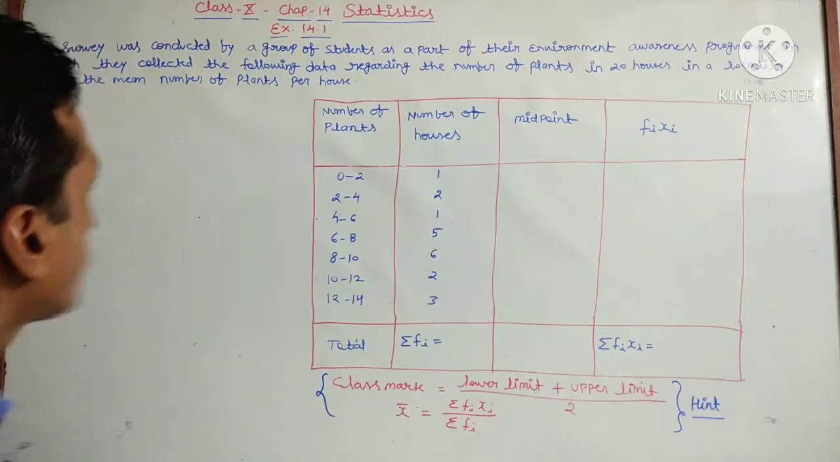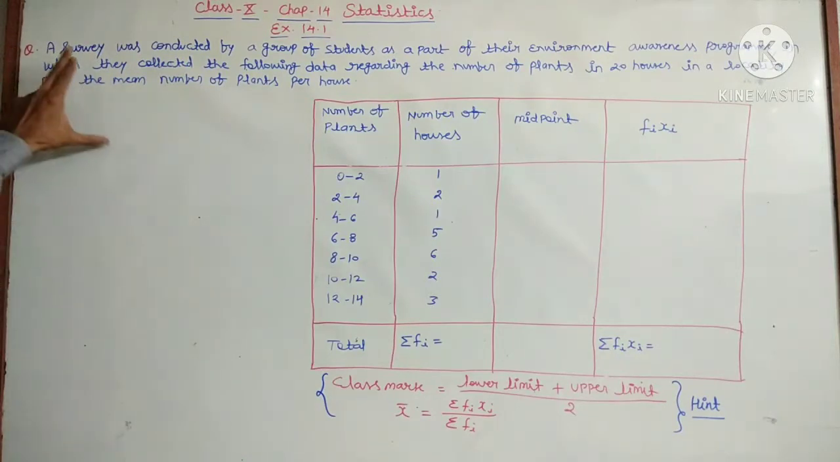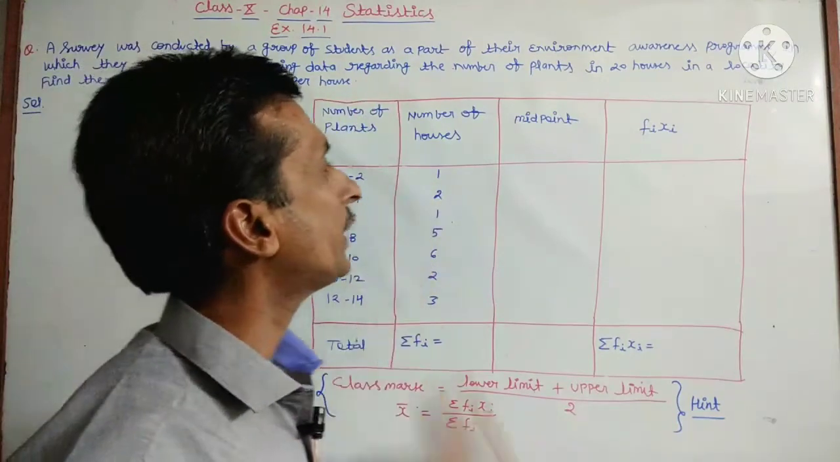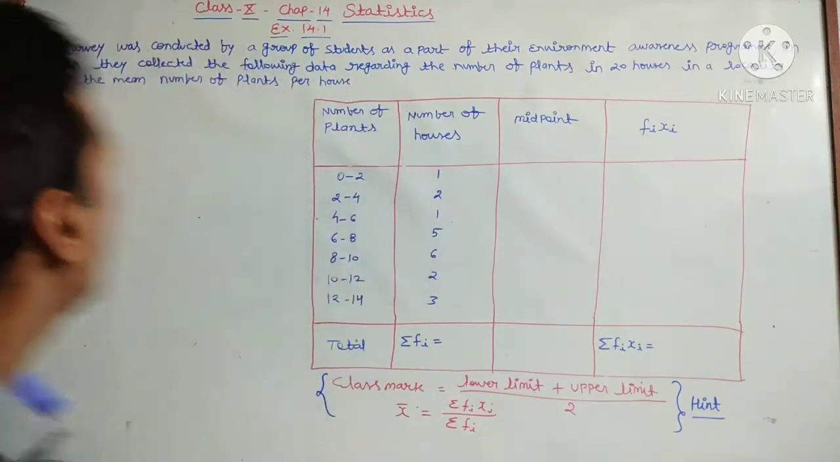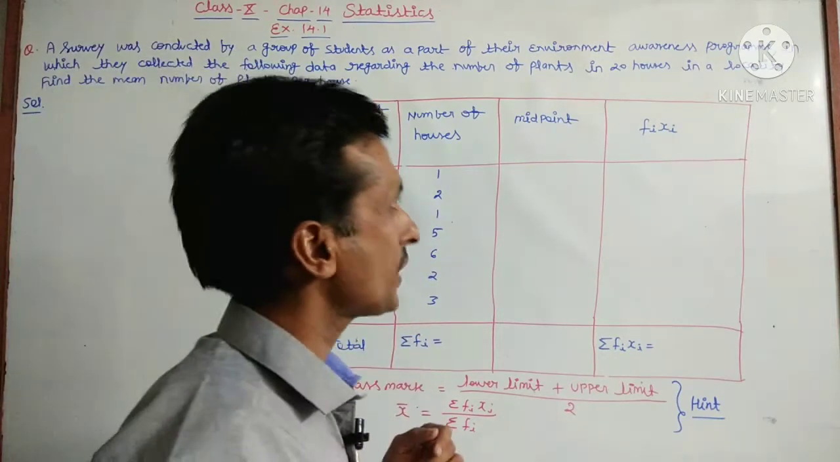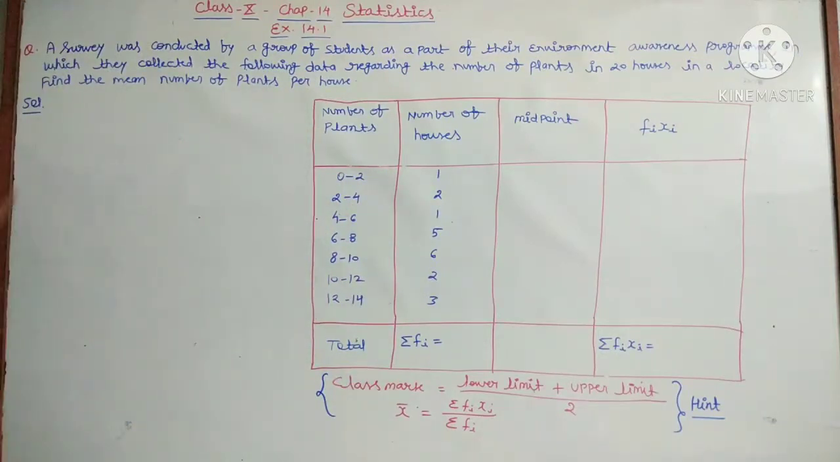Question number one is here. Now you can see, a survey was conducted by a group of students as a part of their environment awareness program, in which they collected the following data regarding the number of plants in 20 houses in a locality. Find the mean number of plants per house.